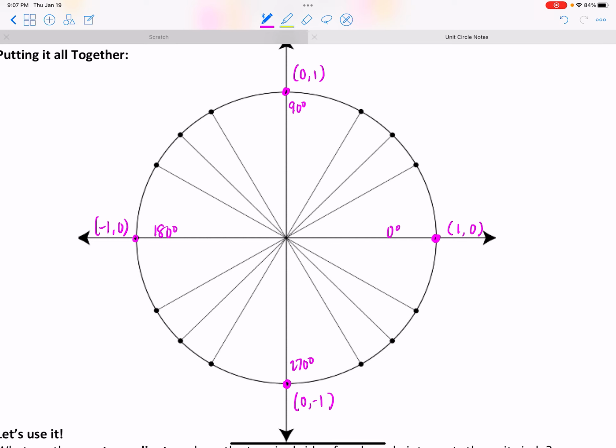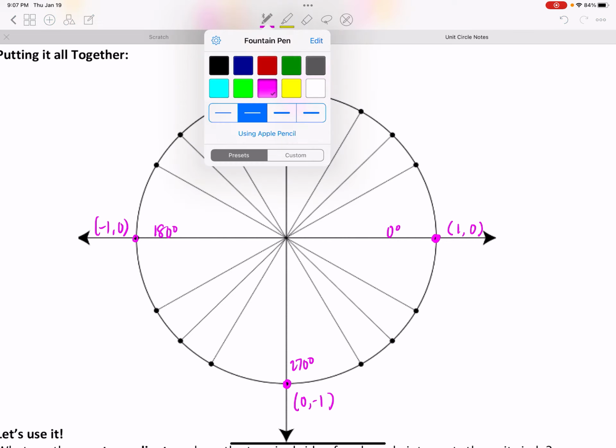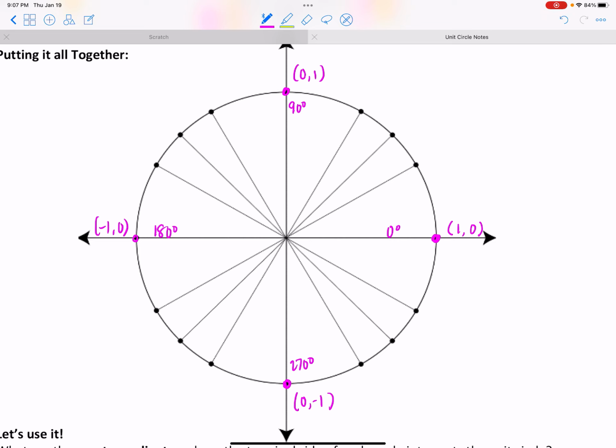Now, it's a lot of information going on here. I like to start with the 45s, which is where I started at the front, because in the 45s, remember, we have the equal side lengths, which means the coordinates are the same, so I don't have to remember what goes where. I know those are just going to be radical 2's and radical 2's, or radical 2 over 2's. So let me just highlight all of the angles that have a 45-degree reference angle.